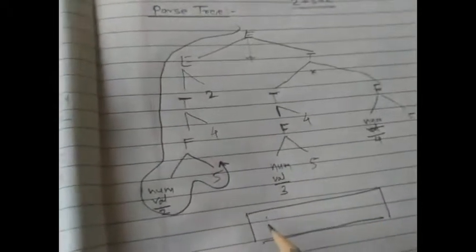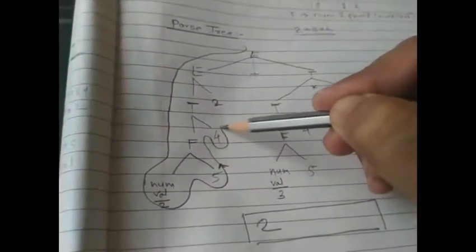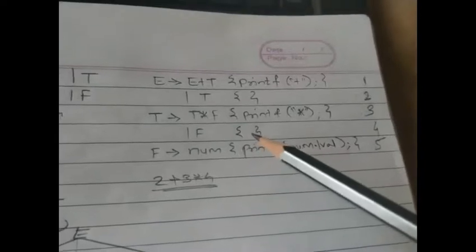So the value printed will be 2. Now just move upward and it will see semantic action number 4. So what is semantic action number 4? Semantic action number 4 is T tends to F, that is do nothing. So do nothing and move ahead.